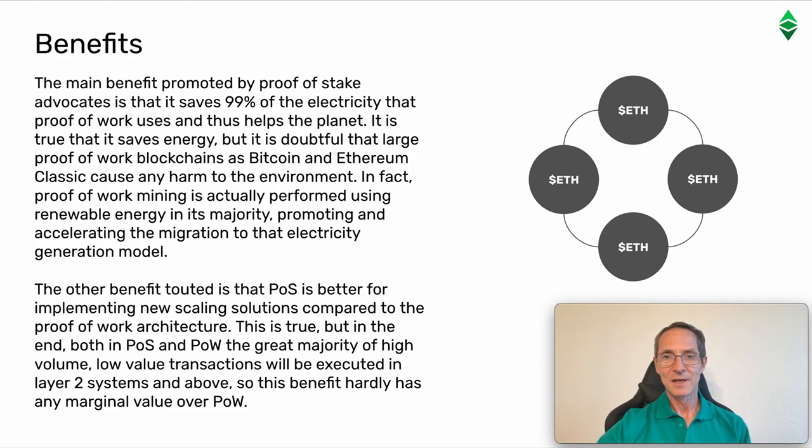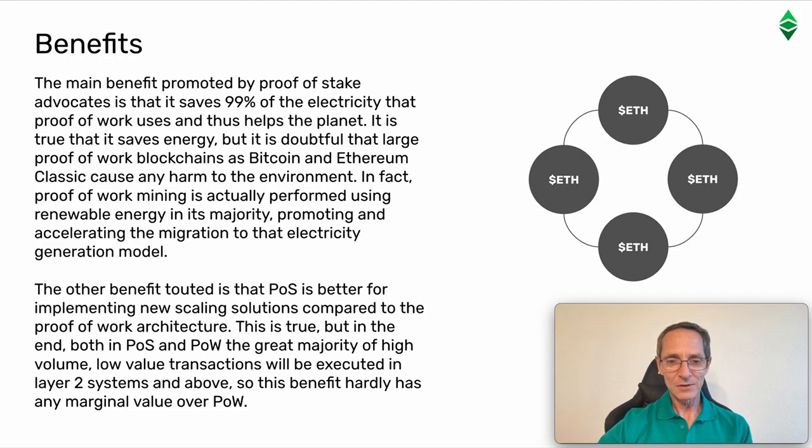This phenomenon actually makes the migration from proof of work to proof of stake by Ethereum a disadvantage for the climate, because before Ethereum was actually helping the climate by helping the industry migrate faster to renewable energy. Now they have decelerated that process by migrating to proof of stake. So it's exactly the opposite effect.